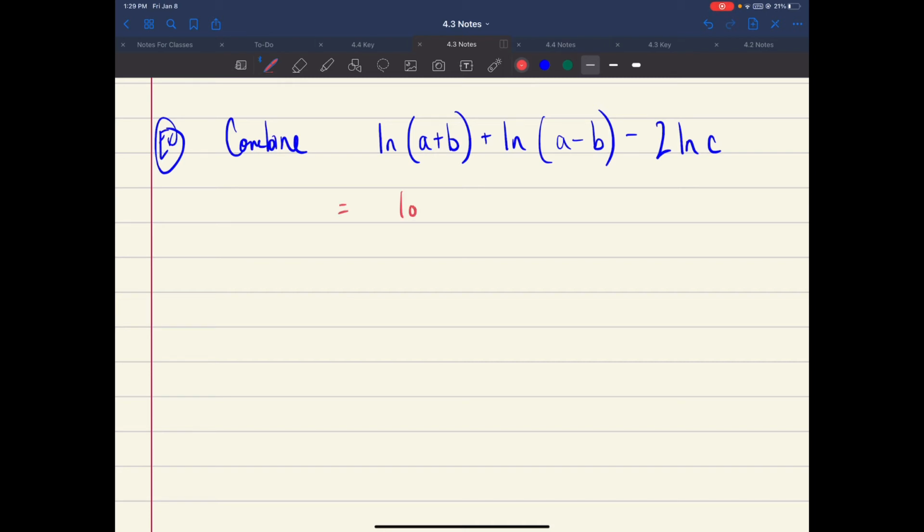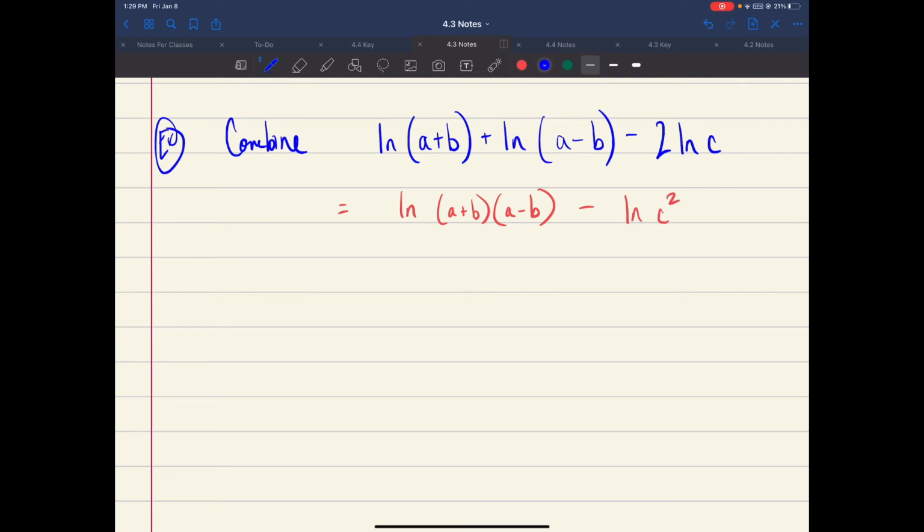I'll try to do this in as few steps as possible. For the first 2, I can combine those into 1 log. I can multiply those, so a plus b times a minus b. And then that will be minus natural log of c squared.